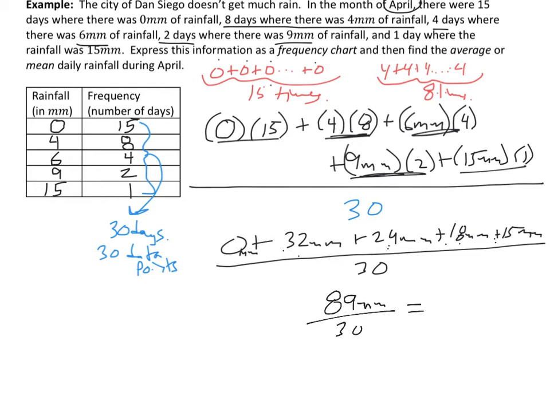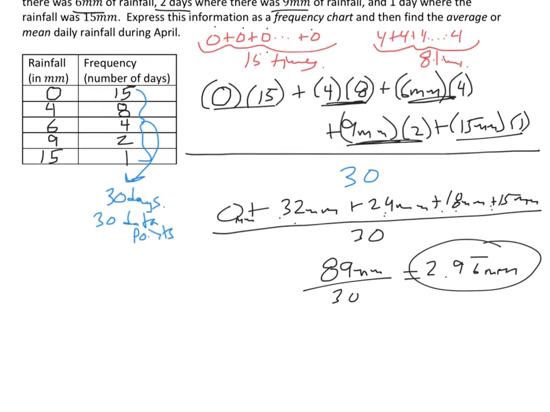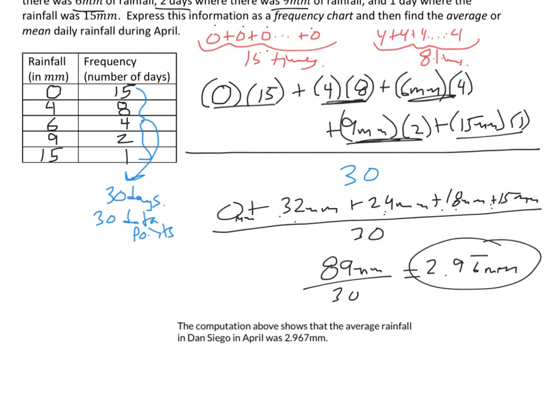And so when I do this, I've got 2.96 repeating millimeters. And remember, just like in the previous one, I'm not just going to stop here and go, yay, I got my answer, done. We're writing about science here, we're writing about math. Let's be descriptive. If I wanted to include this in a report or an exploration, I would say the computation above shows that the average rainfall in San Diego in April, so I'm giving all that data, was 2.967 millimeters. Again, using the appropriate amount of accuracy based on the measurement tools that you have.